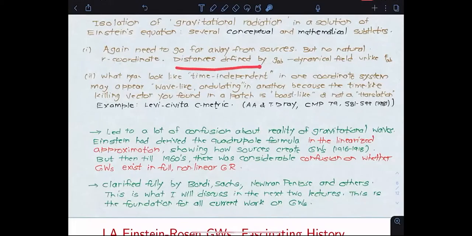The distances are defined by g_ab, and this is a dynamical field like F_ab. In the Maxwell case, we had F_ab and we had the metric eta_ab, and then I could define R with respect to eta_ab. But now the radial coordinate R dependence is to be talked about in terms of g_ab, which is a dynamical field in itself. There's no background to tell us what R means.